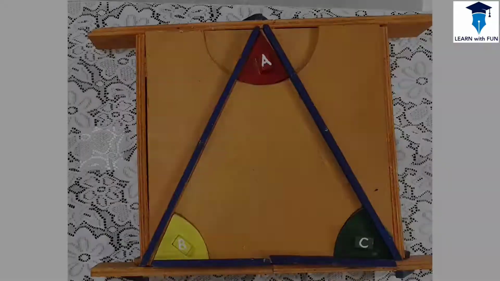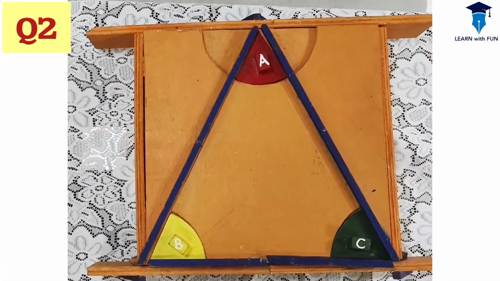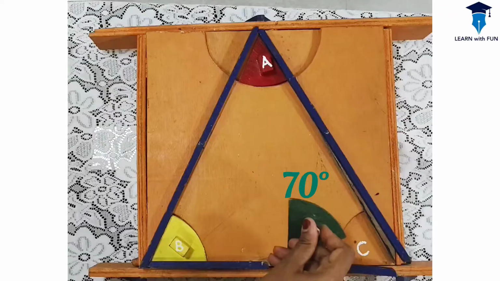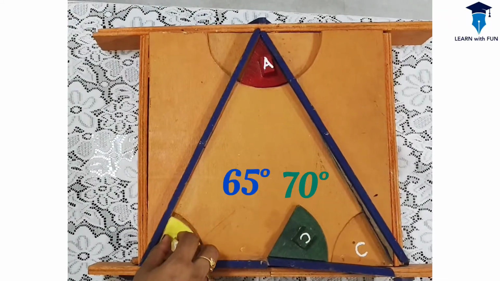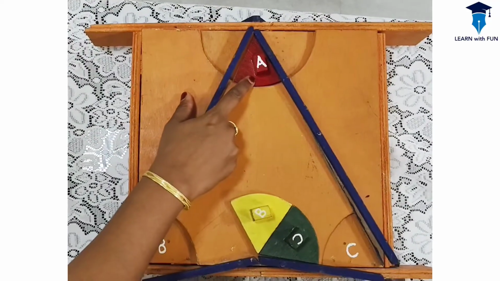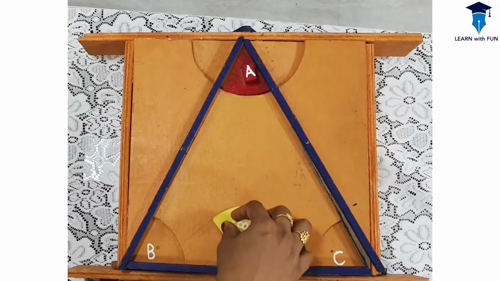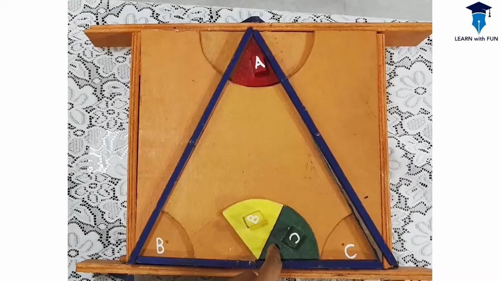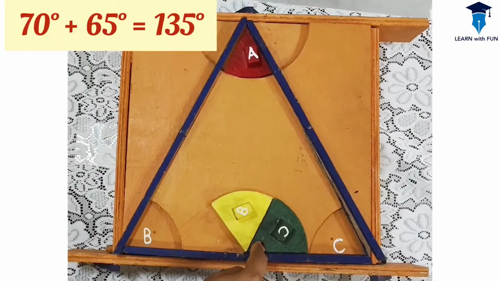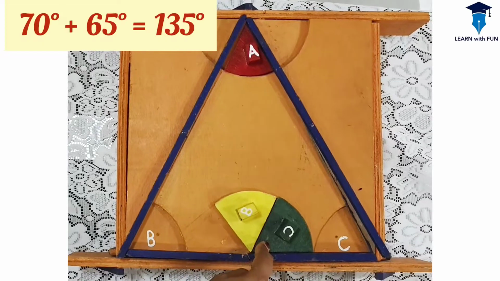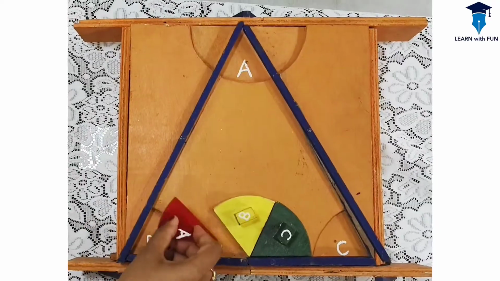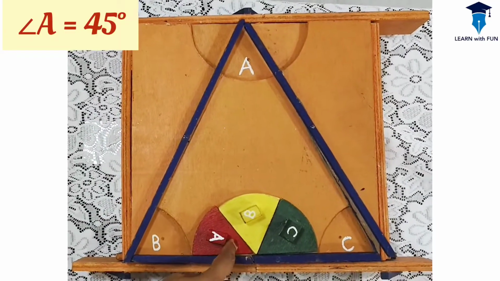Let's try one more sum based on this theorem. Suppose in a question it is given that angle C measures 70 degrees, angle B measures 65 degrees, and they are asking you to find the measure of angle A. You might have understood that from 180 you subtract the measures of angle B plus C. Angle B was 65 degrees and angle C was 70 degrees. So add 70 plus 65 and subtract that from 180. Definitely you will get the measure of A as 45 degrees.